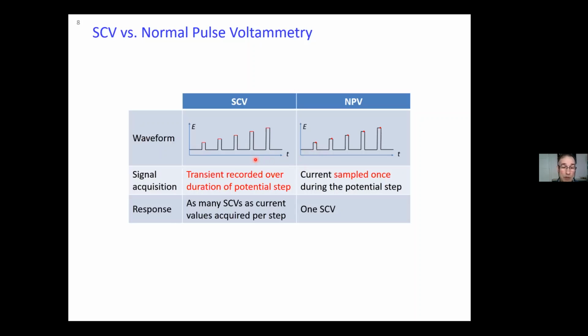The big difference is that the signal acquisition in sample current voltammetry is over the whole duration of your potential step, whereas in normal pulse voltammetry, it's just sampled once. So normal pulse voltammetry will give you one sample current voltammogram, and this is available with most electrochemical workstations. With sample current voltammetry, you've got the ability to sample your current transient any time during the duration of the step. And so you will end up with a family of sample current voltammograms.